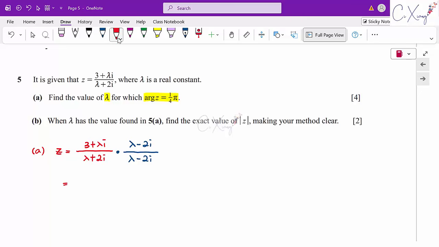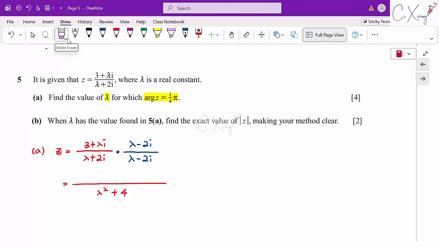For rationalization, you need to be careful. Lambda multiplied with lambda gives lambda square. Positive 2 lambda i minus 2 lambda i becomes 0. Then you have negative 4i squared, which becomes positive 4. Negative 2i multiplied with positive 2i gives negative 4i squared. I squared is negative 1, so negative 1 times negative 4 gives a positive 4. So we settle the denominator part.